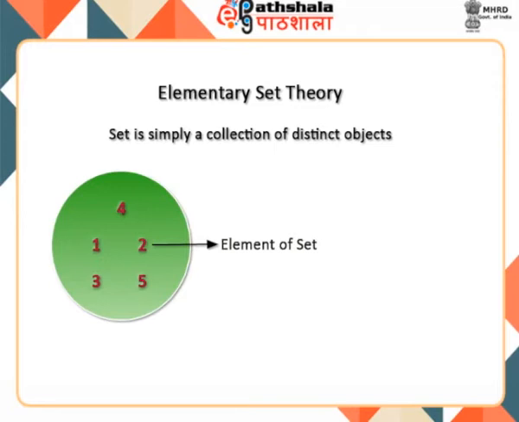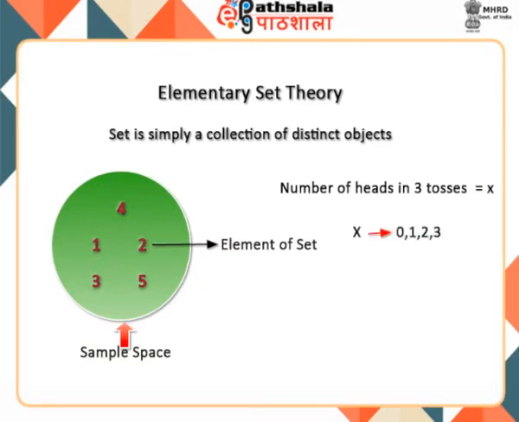In certain considerations, the totality of elements pertaining to that discussion or consideration can be identified and described. This set of all possible elements of a consideration is called the space. For example, suppose that the number of heads in 3 tosses is denoted by x, then x can take values 0, 1, 2, and 3. Thus, the space of this experiment would be D is equal to {0, 1, 2, 3}.